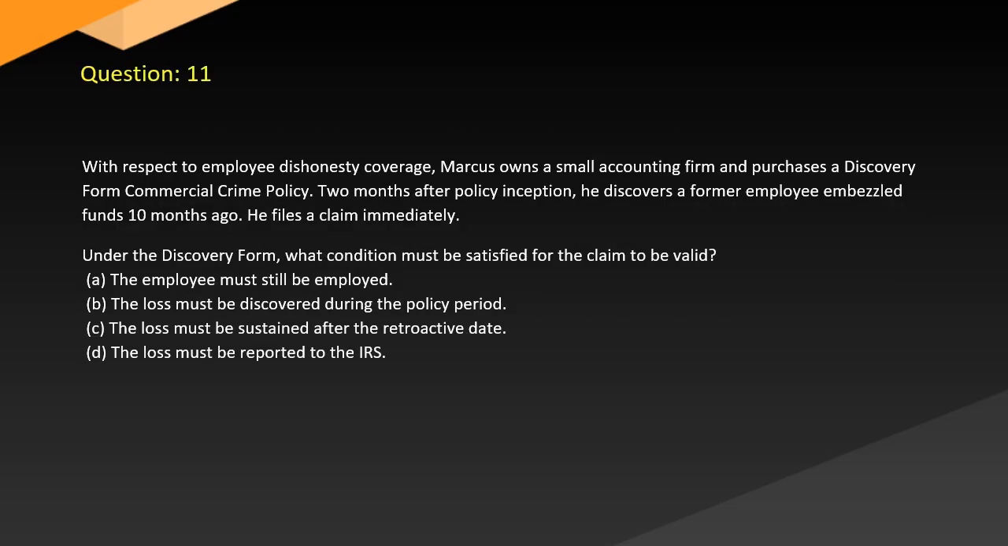Question 11. With respect to employee dishonesty coverage, Marcus owns a small accounting firm and purchases a discovery form commercial crime policy. 2 months after policy inception, he discovers a former employee embezzled funds 10 months ago. He files a claim immediately. Under the discovery form, what condition must be satisfied for the claim to be valid?